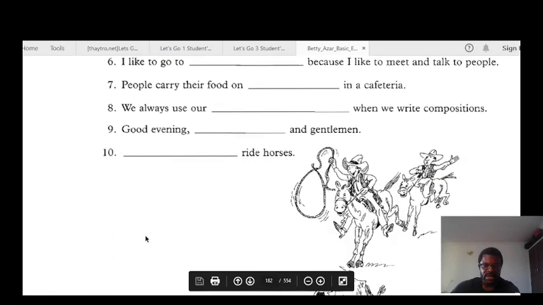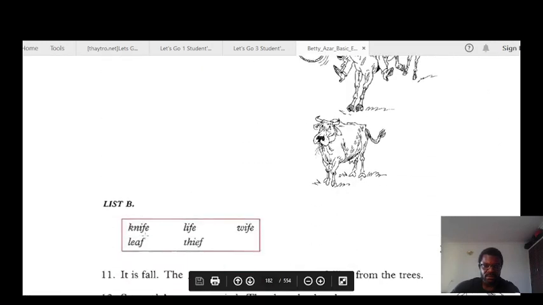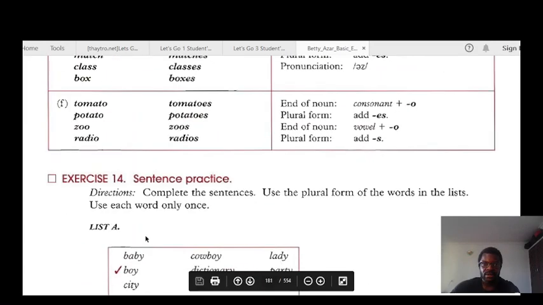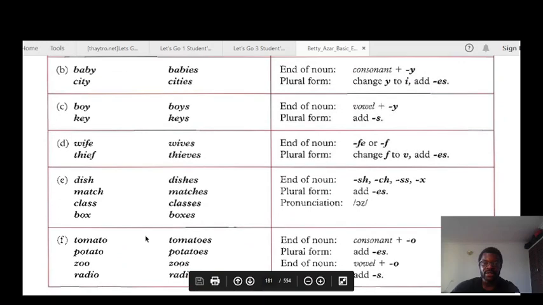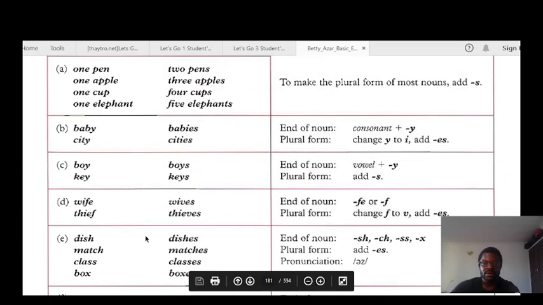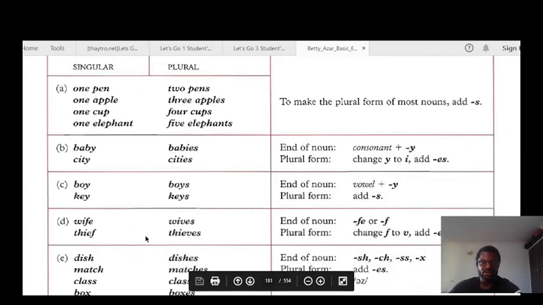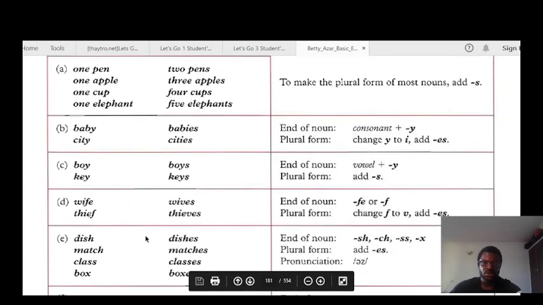Number 2 to number 10. So that's what we're going to do today, okay? And the homework I gave to you yesterday, we'll be looking at that as soon as you join me at the Zoom meeting. Okay, so we'll do that first.